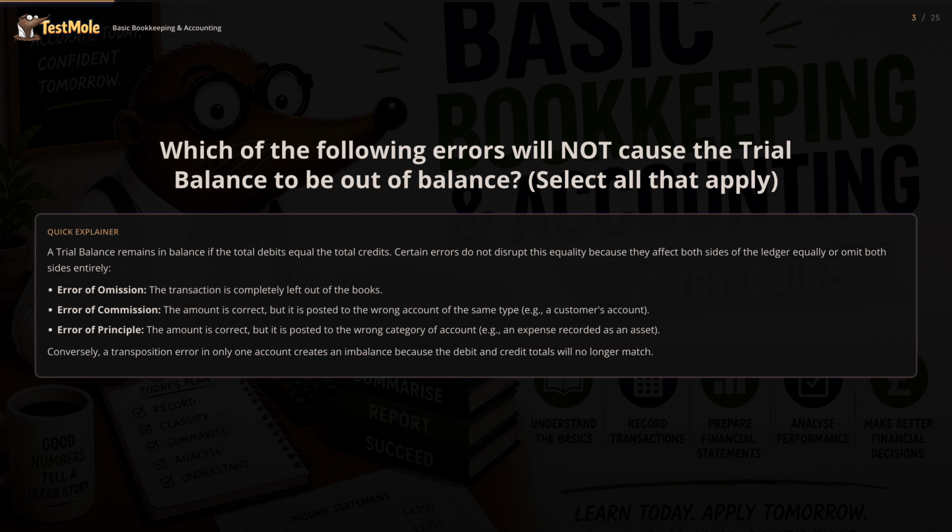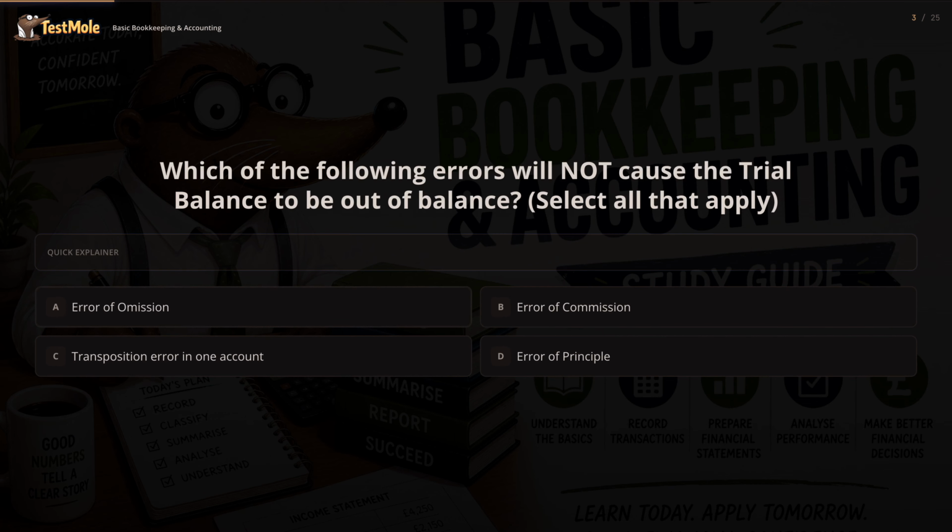Error of commission: the amount is correct, but it is posted to the wrong account of the same type, e.g., a customer's account. Error of principal: the amount is correct, but it is posted to the wrong category of account, e.g., an expense recorded as an asset. Conversely, a transposition error in only one account creates an imbalance because the debit and credit totals will no longer match. Possible answers are: A.